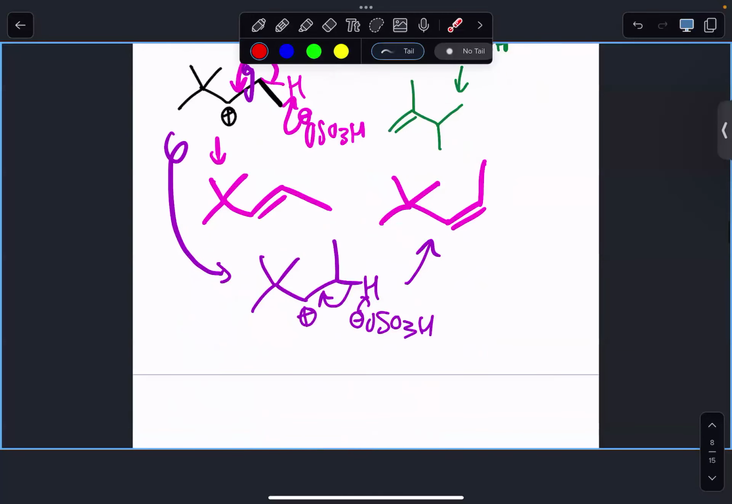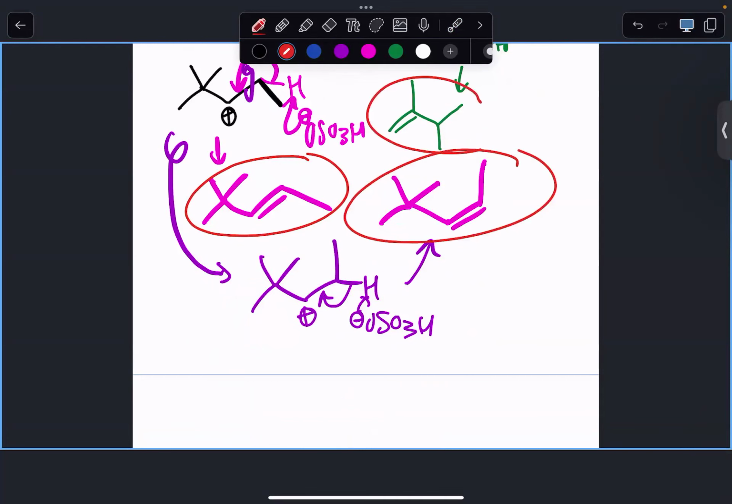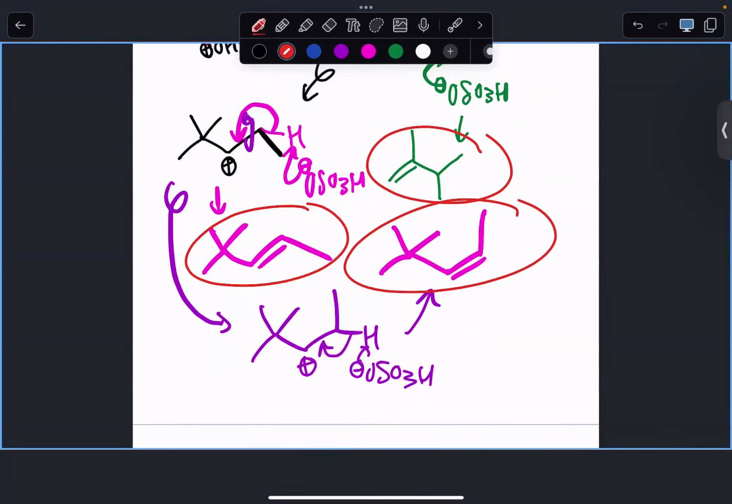So our 3 minor products here, here, and here. This minor alkene product here came from the more stable carbocation intermediate, but the less substituted. These 2 minor products here came from the less stable carbocation intermediate before any rearrangement step.